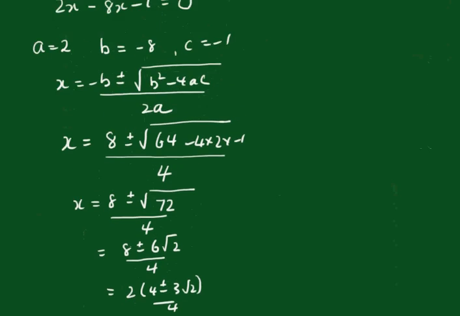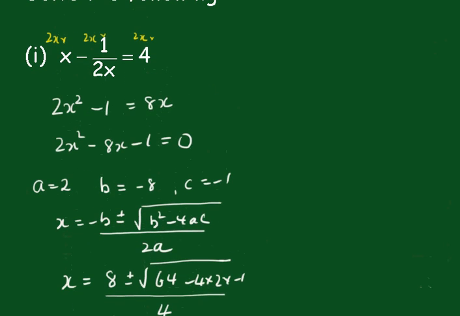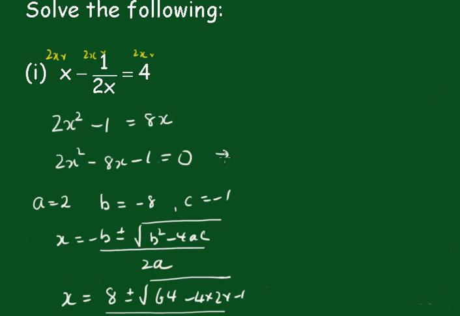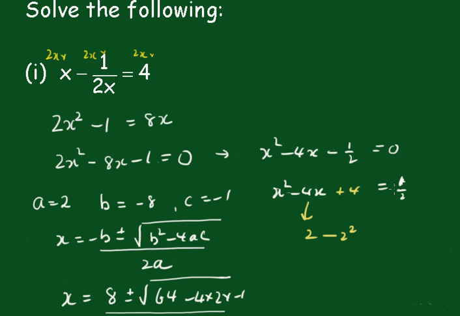Now just see, I'll go back here and try the completing the square method. I just saw here that we could divide through by 2. We've got x squared minus 4x minus a half equals 0. So we've got x squared minus 4x equals a half. Now what we have to do is halve this number here, which is 2, square 2, and add 4 to both sides.